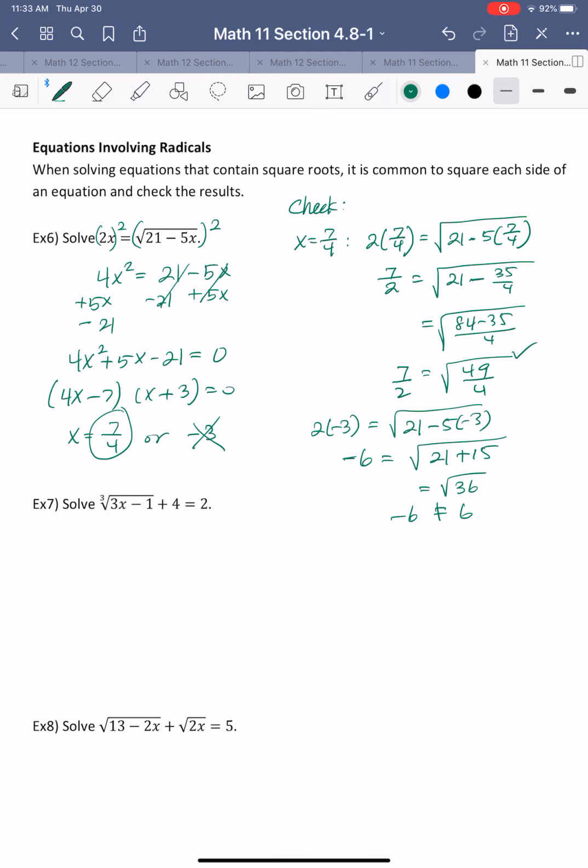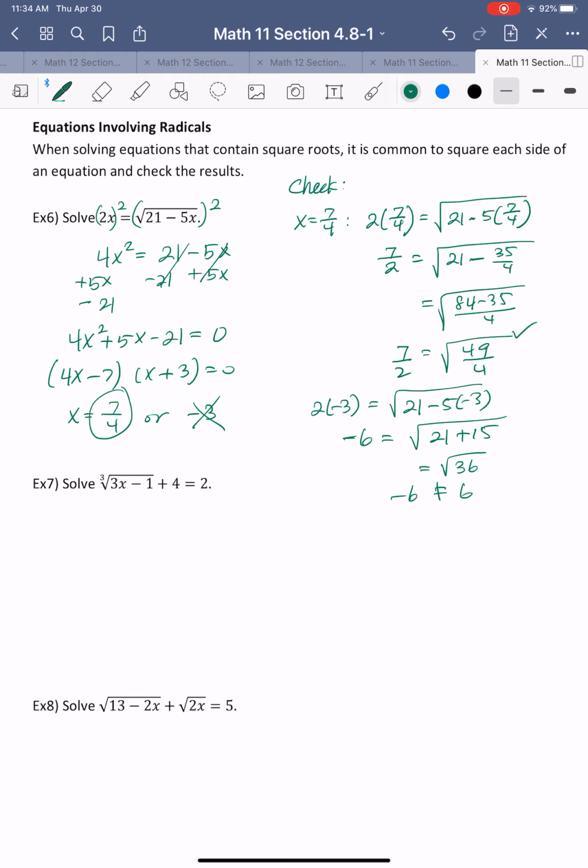Okay. But when you have a cube root, you don't actually need to check, because when you have a cube root radical, you're never going to get extraneous solutions. So this time just subtract 4 to isolate the radical. We get negative 2. Now we need to cancel the cube root, which means we need to raise to the power 3, so 3x minus 1 comes out, becomes negative 8, and plus 1 both sides. 3x equals negative 7, divided by 3 is negative 7 over 3.